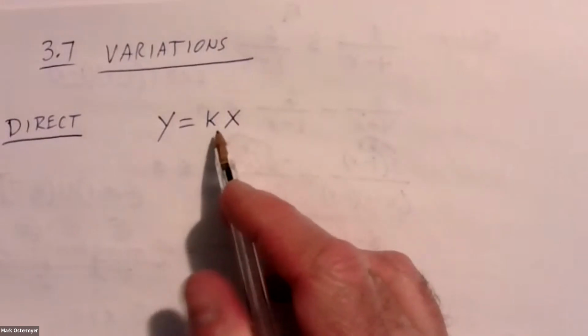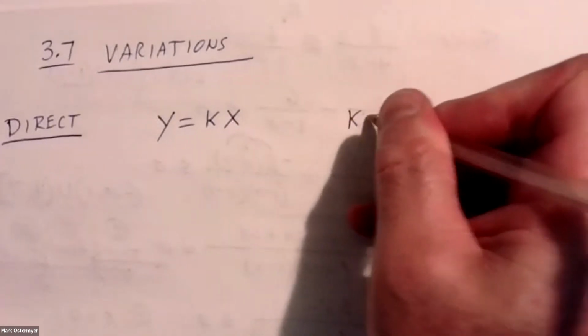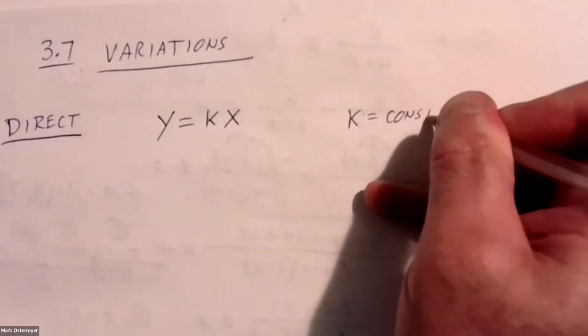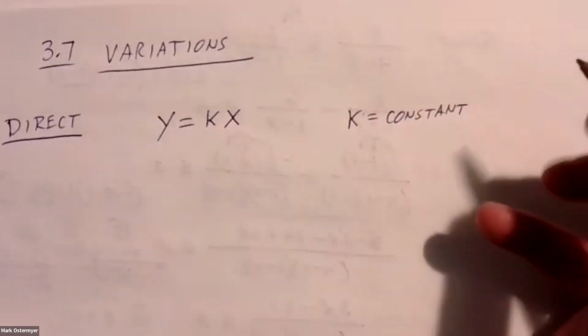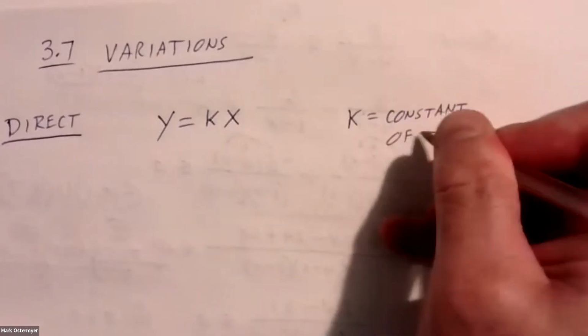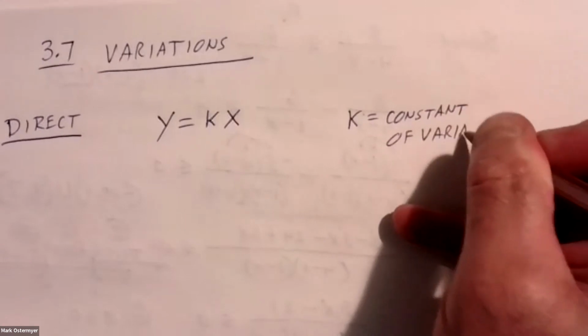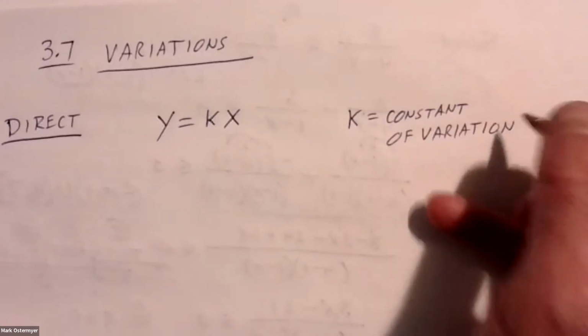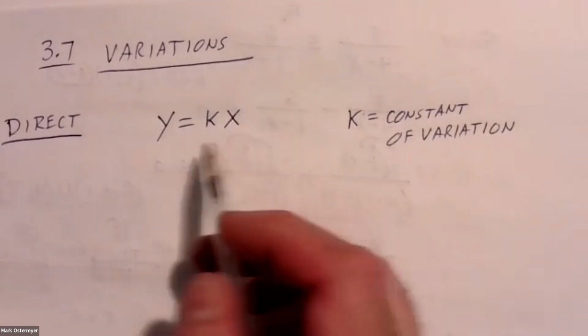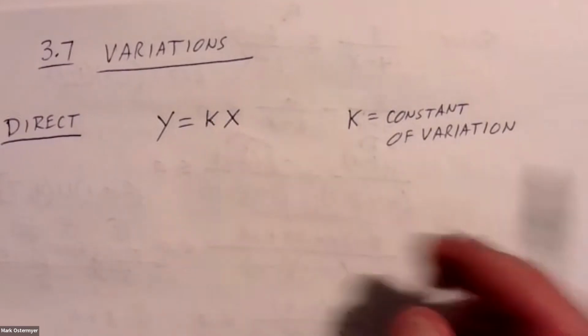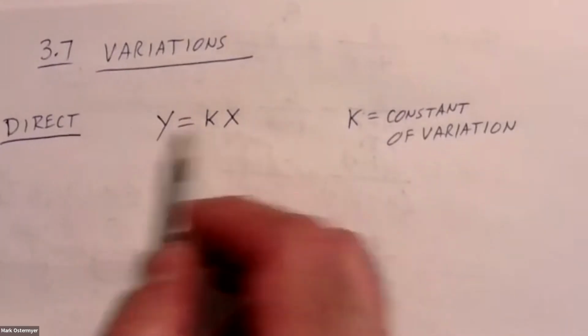K is a constant. It's called the constant of variation. It's just a number that has to be determined from experimental data. It's called the constant of variation, or sometimes it's referred to as the constant of proportionality, or a proportionality constant. How do we read this equation?